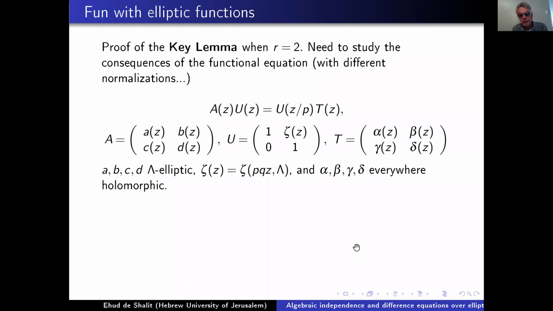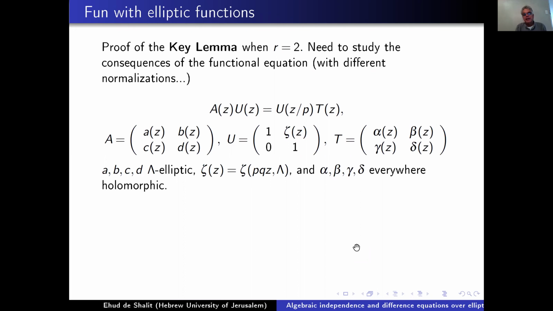and forgive me, but my convention is a little bit different. Instead of P times Z, I use Z over P, but it's essentially the same. So you have a matrix A that I write little a, b, c, d of lambda elliptic functions, invertible matrix. And you have this zeta, which is, okay, I changed the convention. It's the partial zeta function, but it's P times Q times C. This is my zeta, and I have this matrix U, which is 1 zeta 0, 1.